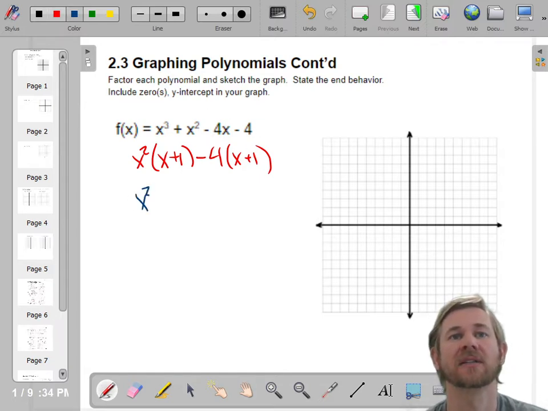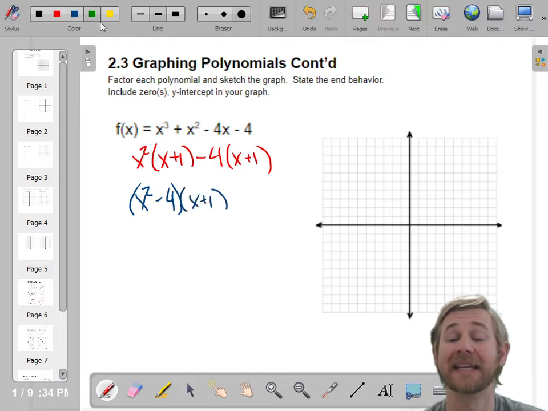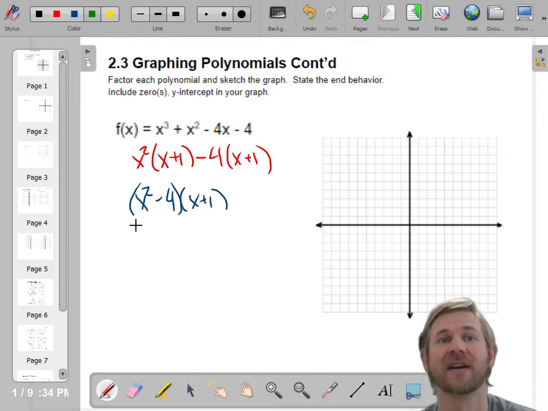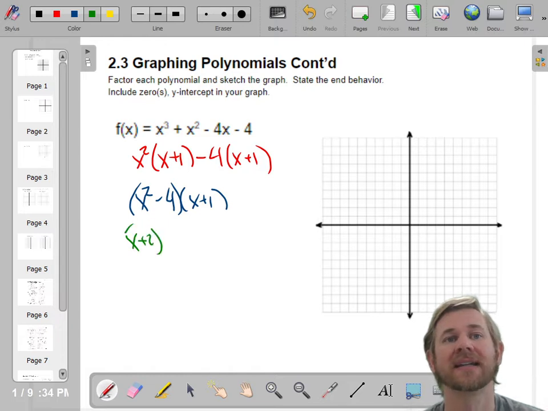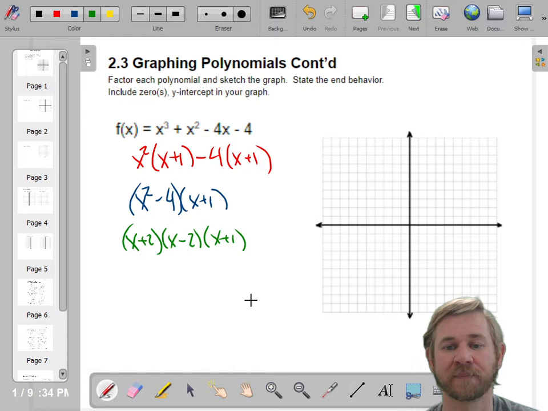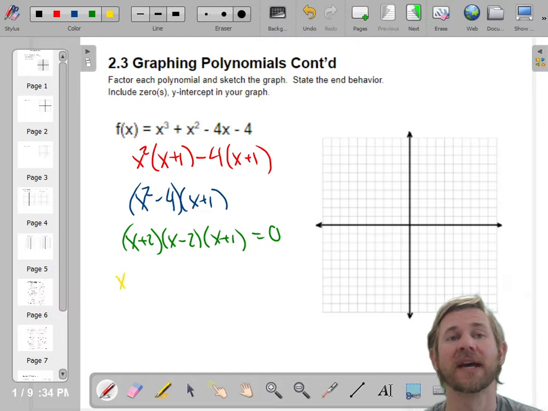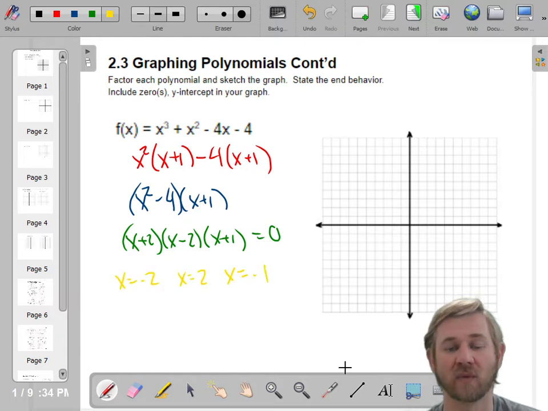Now I have x squared minus 4 and x plus 1, which I can keep going, and I need to keep going because I'm trying to find zeros. This is x plus 2, x minus 2, and then my third factor is x plus 1. So if I'm finding zeros, I want to know where each of these factors equals 0. So that would be at negative 2, at positive 2, and at negative 1.